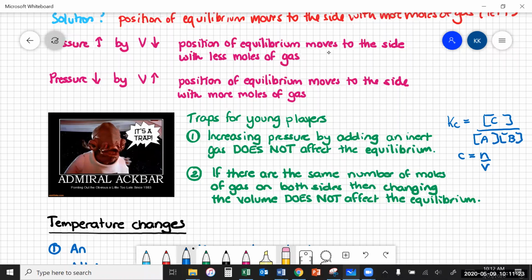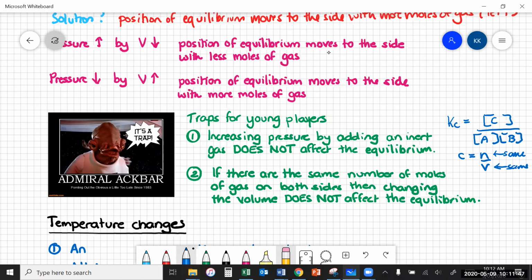So because you didn't change the concentration here, because you didn't change the moles, they were the same, and you didn't change the volume, that was the same, you didn't change Kc. So there's no need for the position of equilibrium to move because Kc didn't change. So the system remained at equilibrium.